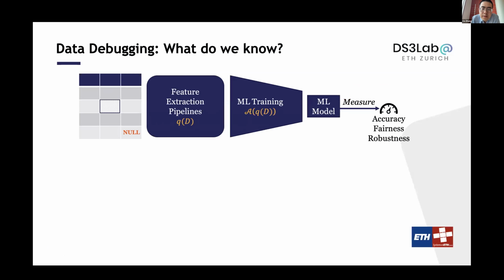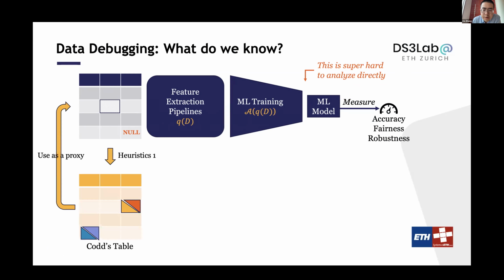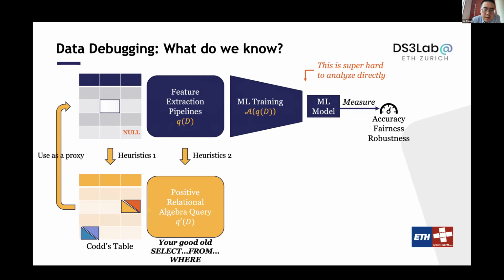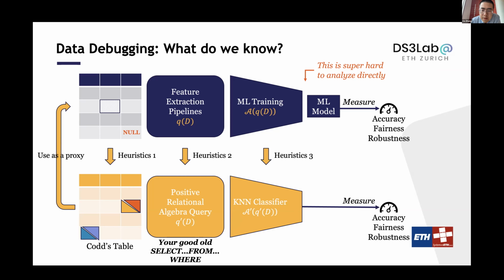So here's what we know in this area. First, we know that if you try to understand this end-to-end pipeline, it could be very, very hard to do. But what you can do is approximate it in certain ways. You can approximate your noise model into a cost table. You can approximate your feature extraction pipeline into a positive relational algebra query with very beautiful positive data provenance polynomials. You can approximate your machine learning model into a simpler classifier. So once you have done this, many of those problems become easier.